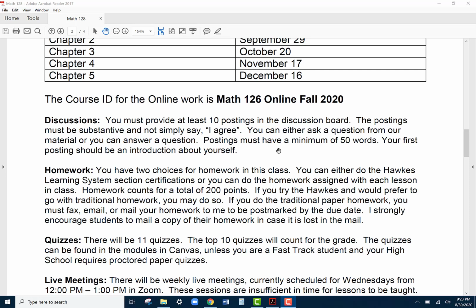And I'm not going to be too strict on that, but I'd like to see more than just a couple of words written. I've seen places where they require 500 words minimum in a posting and 250 in responses. So I think 50 is doable.